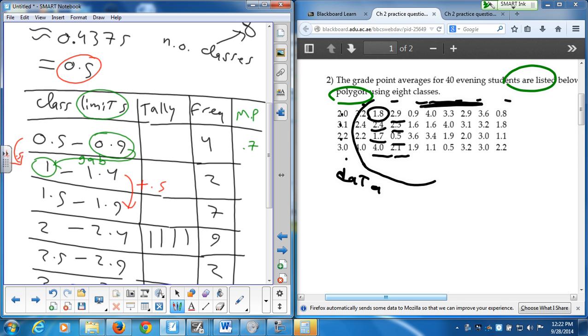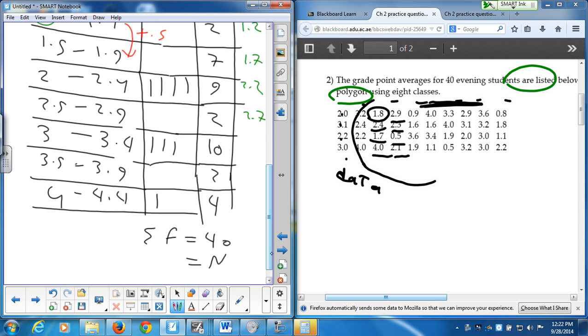Same thing, I can just keep adding 0.5, right? Any question here about this midpoint? Just keep adding 0.5 because the class width is 0.5 and it's also the distance between classes. So it would be like that: 1.2, 1.7, 2.2, 2.7, and so on, 3.2, 3.7, 4.2. Okay, so this is the midpoint. This is what I'm going to use in my graph.